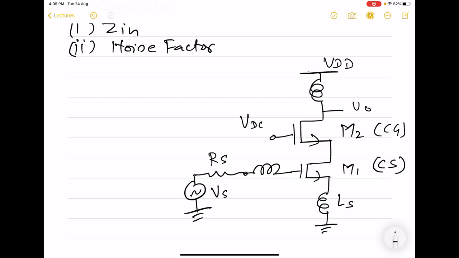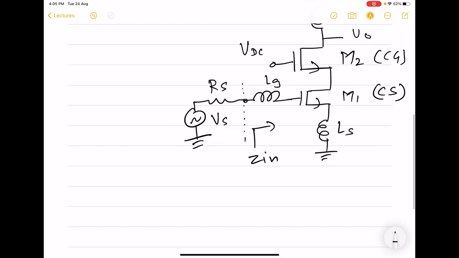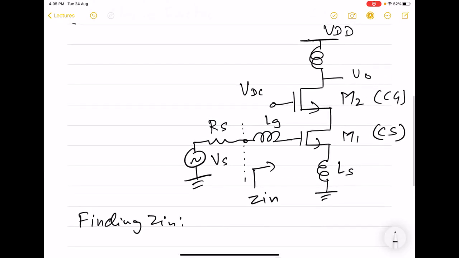So for this case, we want to know what is Z in. That means looking from here, what is the input impedance. Of course, we can carry out the detailed analysis by substituting M1 and M2. But we will not do that. That is going to be tedious, but we will take one shortcut.